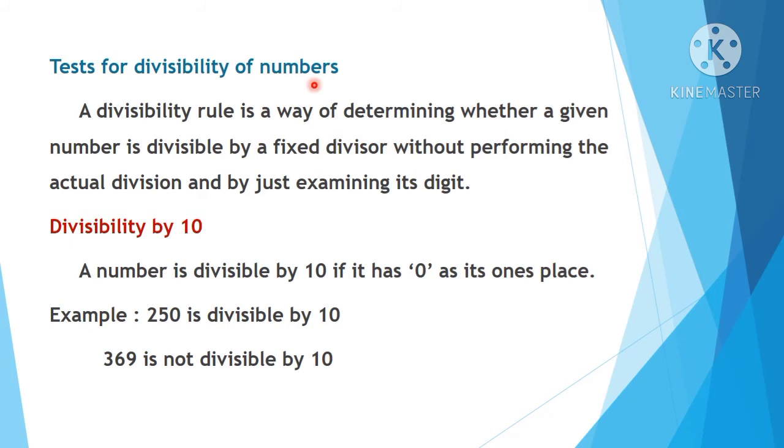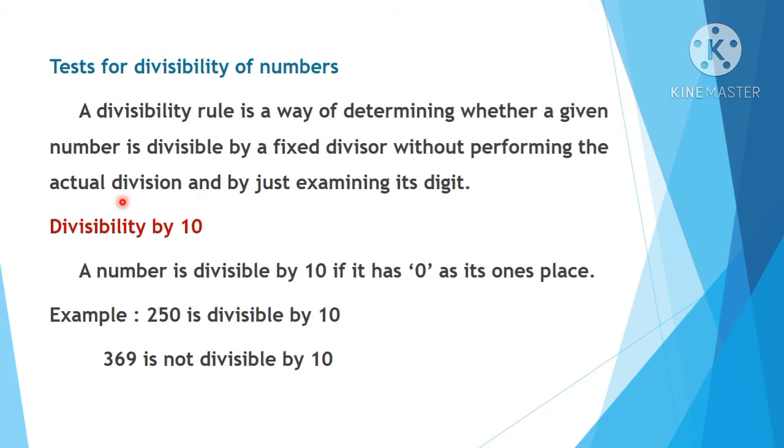What I said, right? If I give a number 20, for example, and I am asking you to check whether 20 is divisible by 2, what will you do? You will do the actual division, right? You will take a piece of paper and divide and see. Without doing that division, we can easily find out whether it is divisible by 2 or not. There are some rules. Okay, so let's see the first one, divisibility by 10.